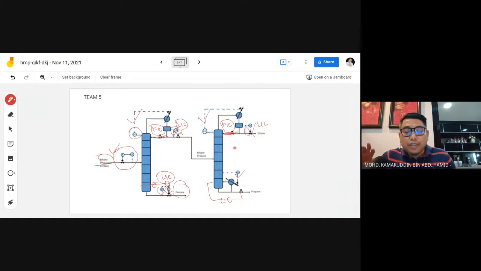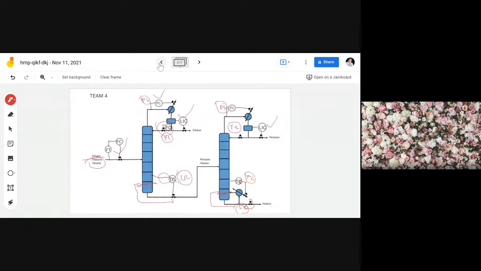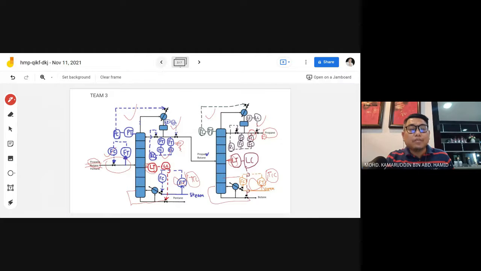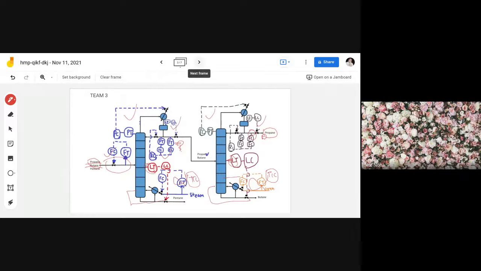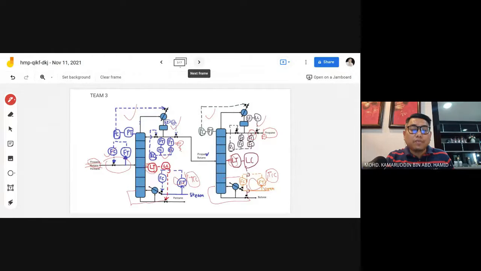That is the basic. Kalau nak advance, then you can use a ratio control. Macam ni, team nombor 3, where you need to measure both reflux flow rate dan juga distillate flow rate to maintain the reflux ratio, which is R over D.